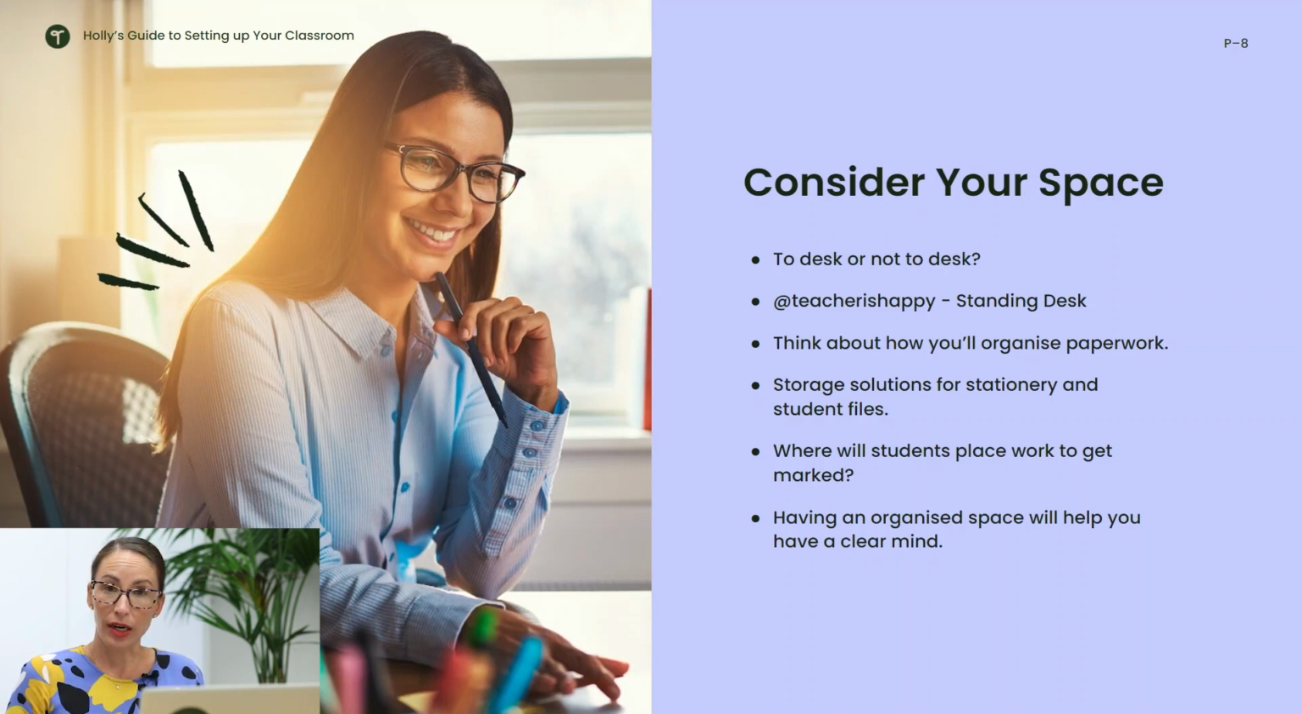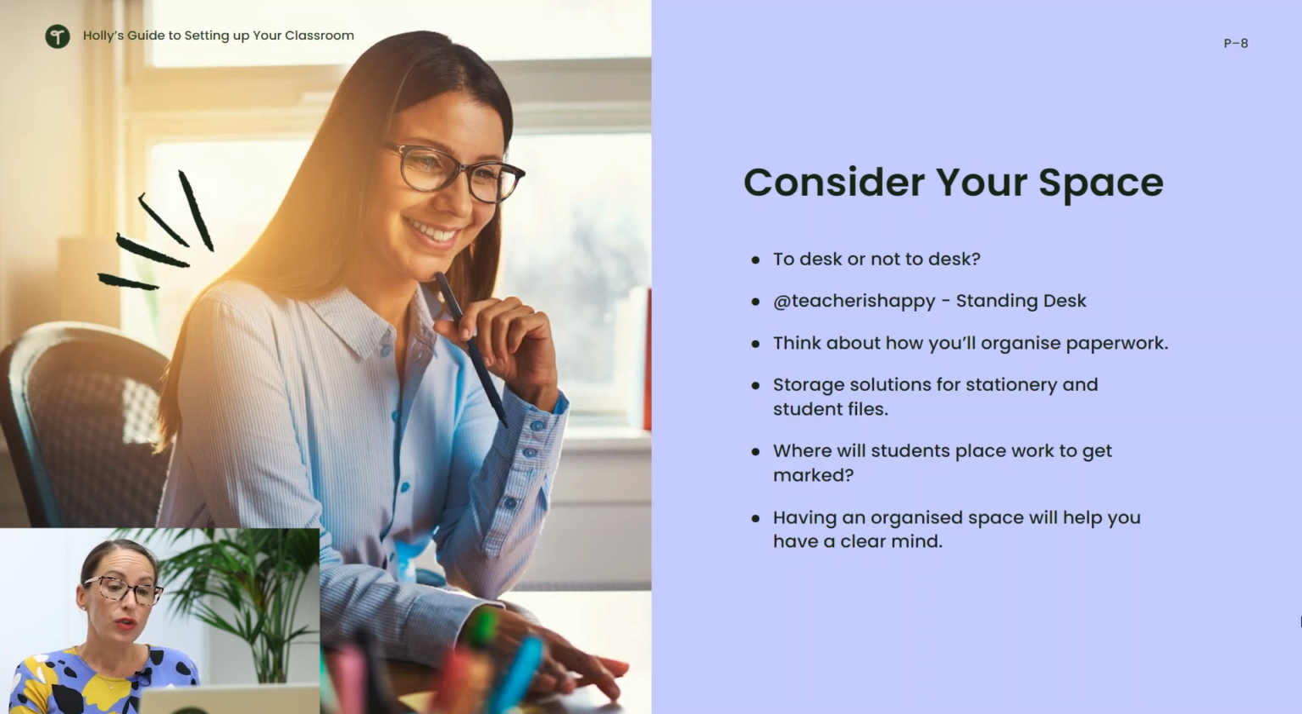Think about how you'll organise your paperwork. Of course, as teachers, we have so much paper that ends up on our desk, and you can't guarantee that by the end of the day you're not going to have a pile of paperwork on your desk. But if you've got a system and a place for each of those different elements of paperwork to go, it definitely makes it a lot easier to keep track and organise and tidy up your desk at the end of the day, rather than just going, oh my gosh, it's a mess, I just can't even deal with it right now, I'm leaving.